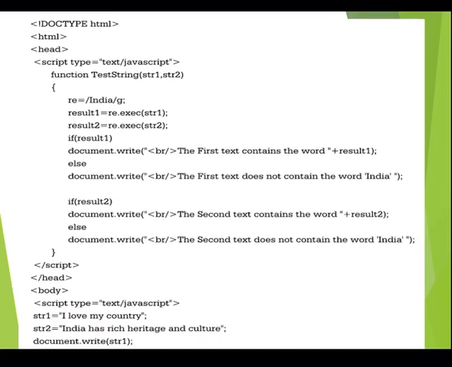Then result is equal to re dot exec method we are going to use in order to check if the string contains the matched regular expression. re dot exec str1, and result 2 is equal to re dot exec in bracket str2. So if result 1 is your variable, it will check if the string contains the word India. So document dot write, it will display the first text contains the word plus result 1.